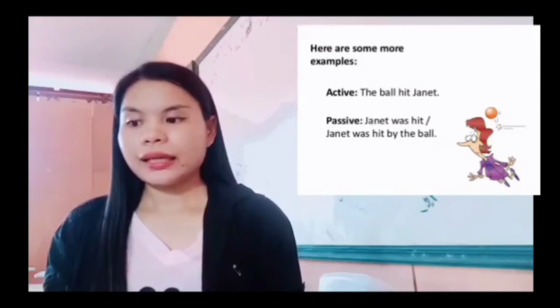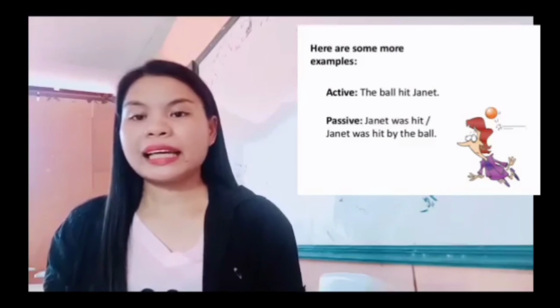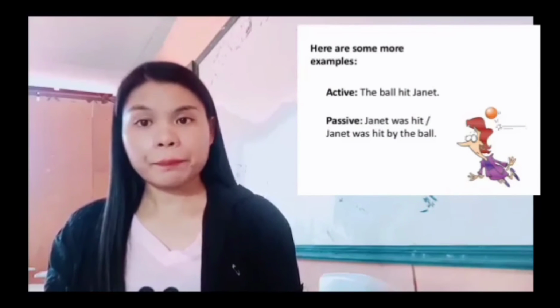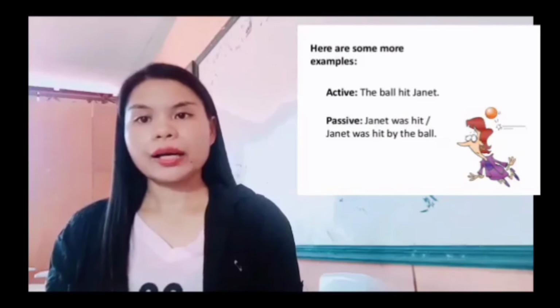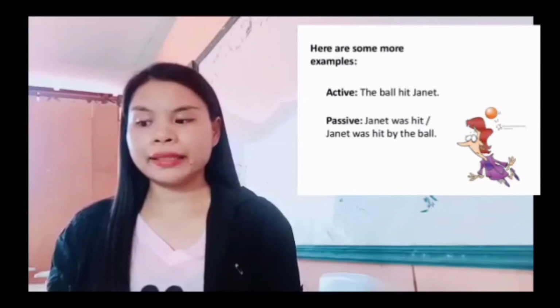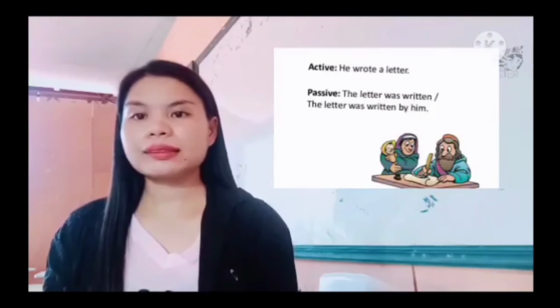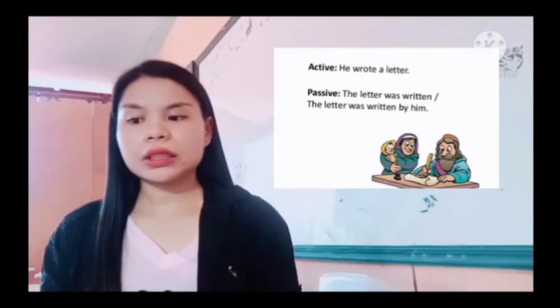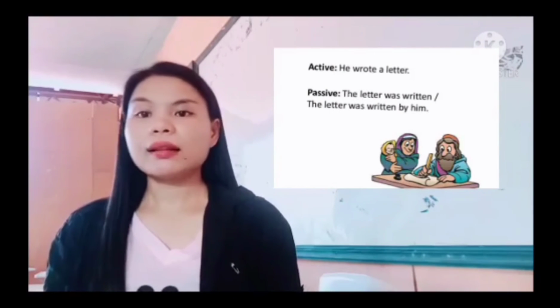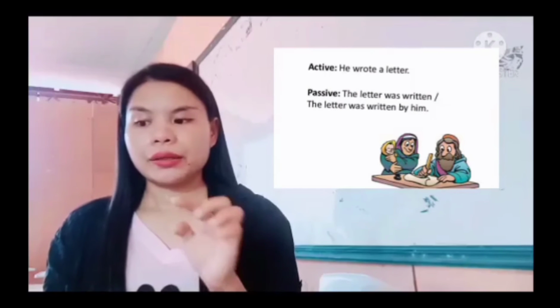So, here are some more examples. Active: the ball hit Janet. Passive: Janet was hit, or Janet was hit by the ball. Active: he wrote a letter. And in the passive: the letter was written, the letter was written by him.